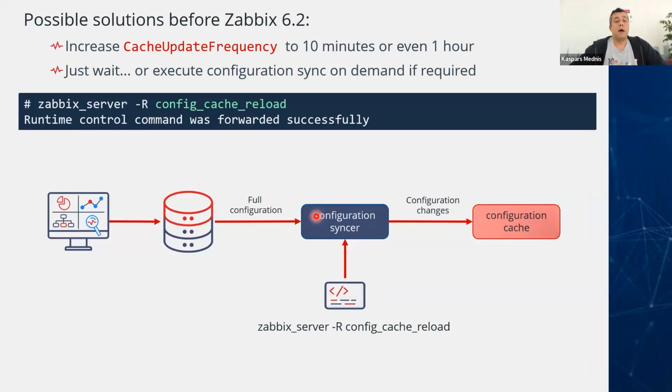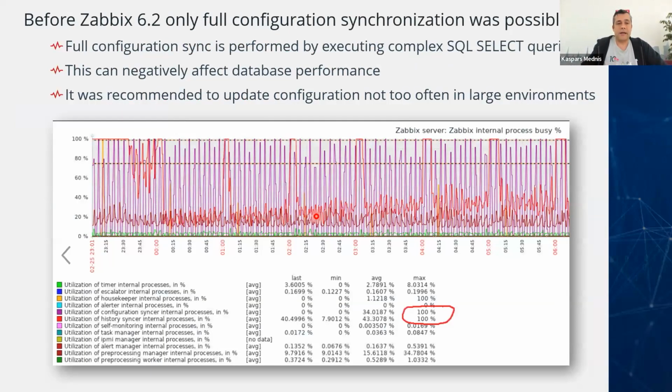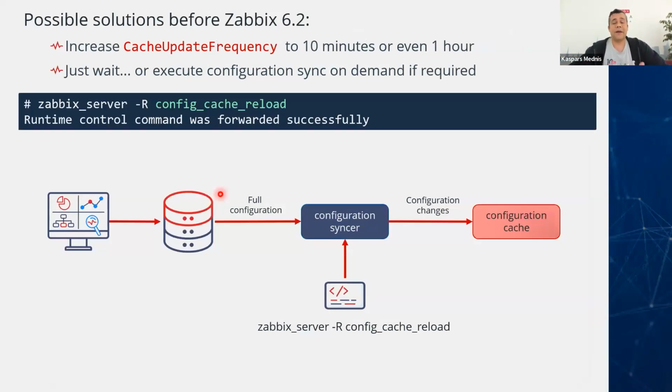So the only way to improve the situation, as I said, before 6.2, was to increase the interval. So you can increase the interval between those spikes. Then your database can take a rest for some time. So you are doing a full update, then you wait 1 hour, and then you do another full update. Somehow this helped, and there was also the possibility to do it on demand. So if you needed some rapid config change, you were able to do it on demand.